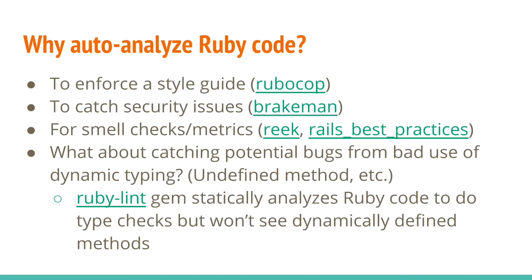Basically things like undefined methods at runtime, stuff like that. There is actually a gem called RubyLint which attempts to do this. It statically analyzes your Ruby code and basically does some type inference and sort of actually simulating your code in a limited way to infer types. But a major downside of it is it doesn't take into account dynamically defined methods. It requires some setup for gems that define methods, and your own dynamically defined methods it just won't see.